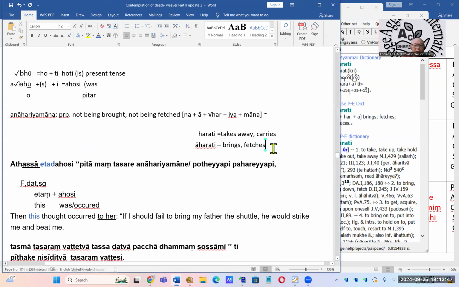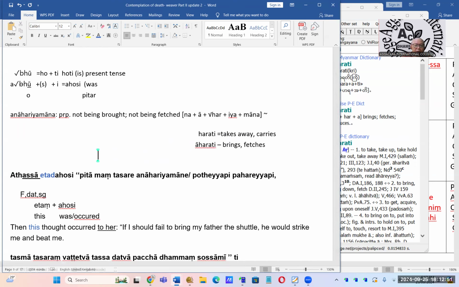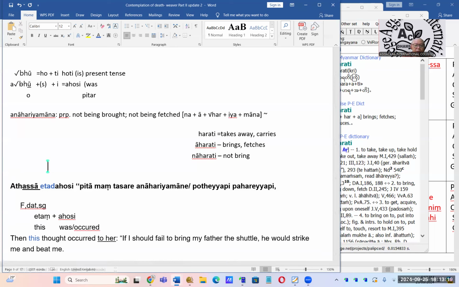So now you have aharati and then you finish with another one, na. Let's say you put the word na here. Na aharati, with the na, means not bring. Harati is takes, aharati is the opposite meaning, brings, fetches, and na aharati means not bring. Now iya here makes it passive. So when you plus the iya, we may translate it as not brought.